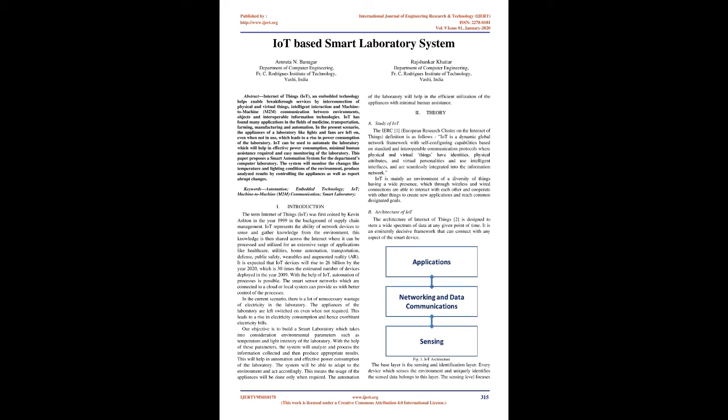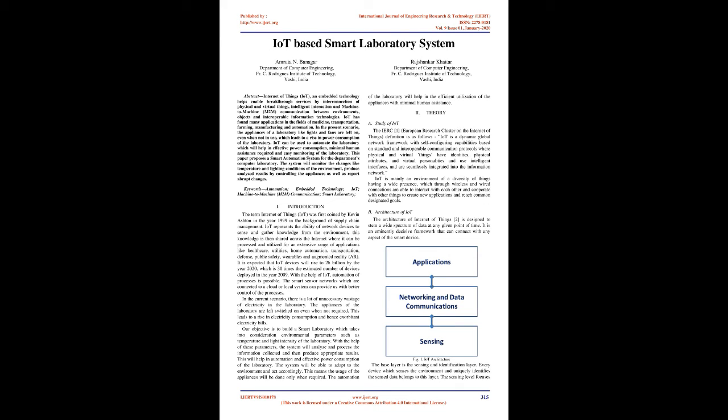Introduction. The term Internet of Things, IoT, was first coined by Kevin Ashton in the year 1999 in the background of supply chain management. IoT represents the ability of network devices to sense and gather knowledge from the environment. This knowledge is then shared across the Internet, where it can be processed and utilized for an extensive range of applications like healthcare, utilities, home automation, transportation, defense, public safety, wearables, and augmented reality, AR. It is expected that IoT devices will rise to 26 billion by the year 2020, which is 30 times the estimated number of devices deployed in the year 2009.